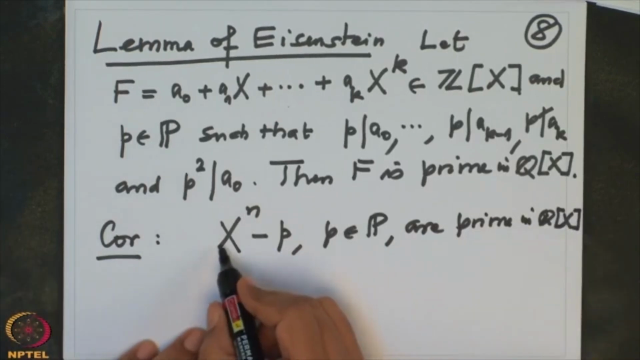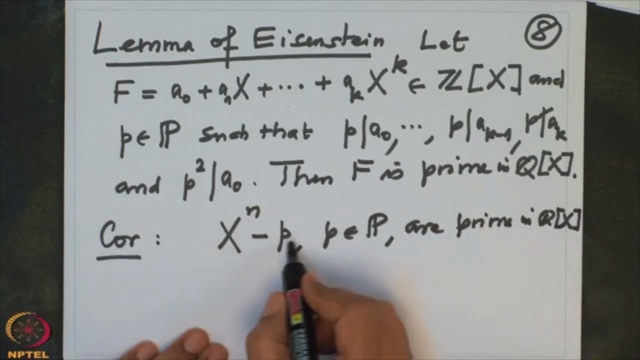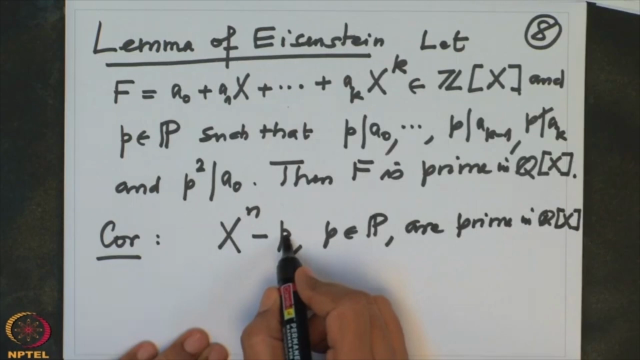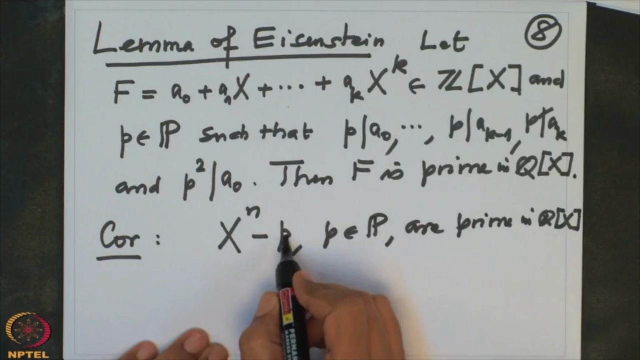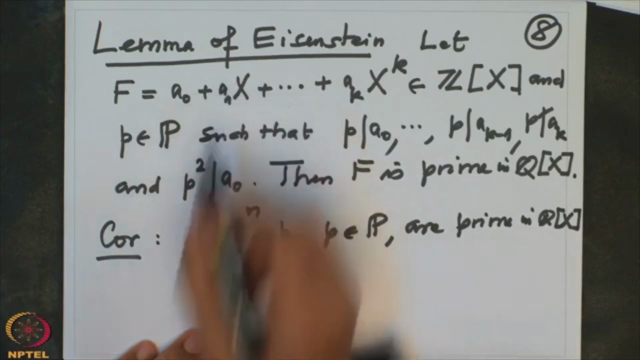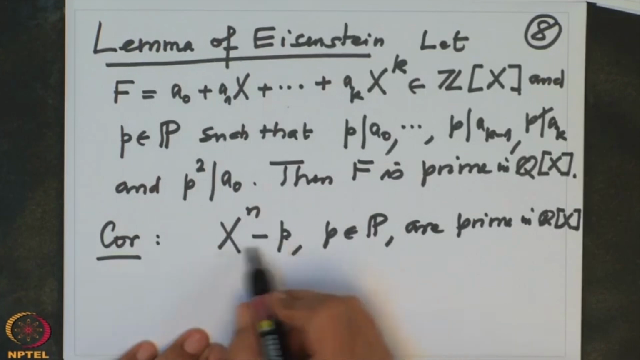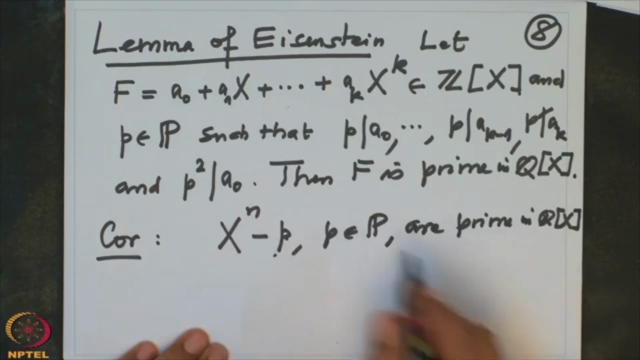Simply because the leading term is 1, p doesn't divide the leading coefficient, and the constant term is divisible by p, but not p square. Therefore, we can apply the Eisenstein criterion and say that this polynomial is prime in Q[x].